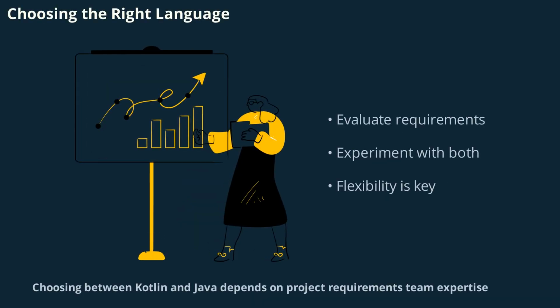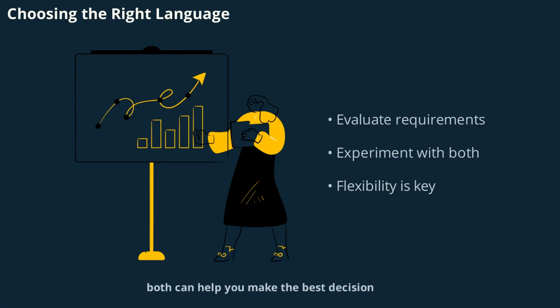Choosing between Kotlin and Java depends on project requirements, team expertise, and long-term goals. Both languages have strengths and weaknesses, so evaluating your needs and experimenting with both can help you make the best decision. Flexibility and openness to new tools are key to successful development.